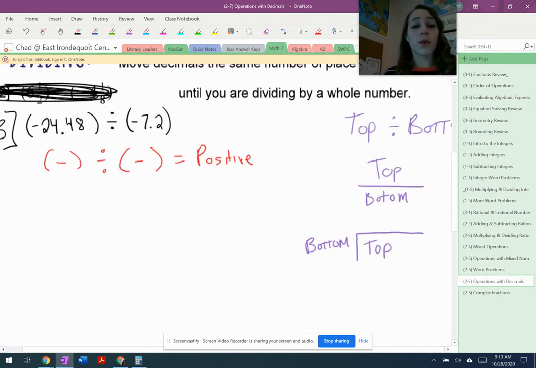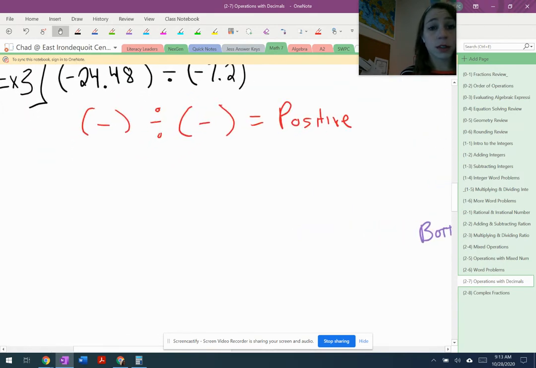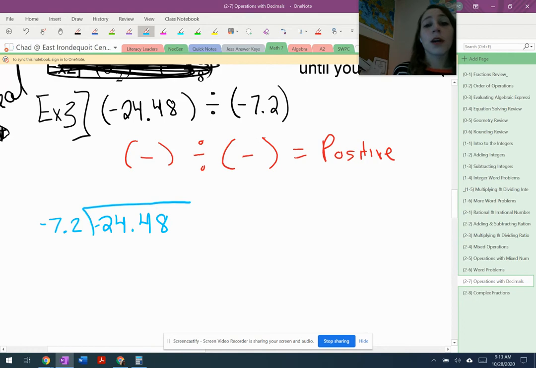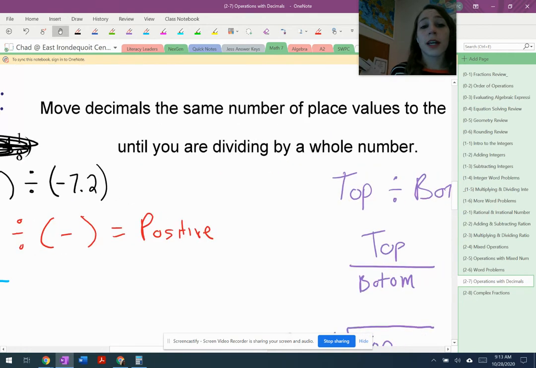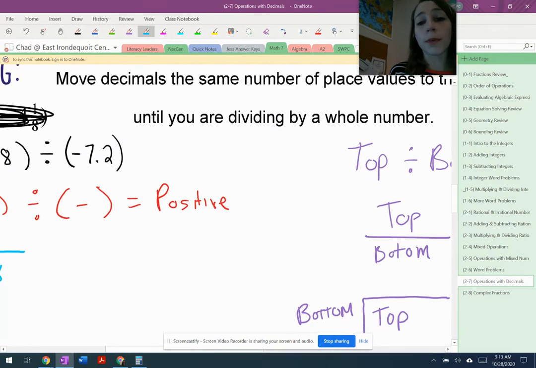All right, so when we're doing this by hand, we're going to set this up with the bottom on the outside of our little house. I'm going to do this in blue. So it's negative 7.2 on the outside and negative 24.48 on the inside. Our directions say to move the decimals the same number of place values to the right until you are dividing by a whole number. When we talk dividing by, that is the number on the outside.